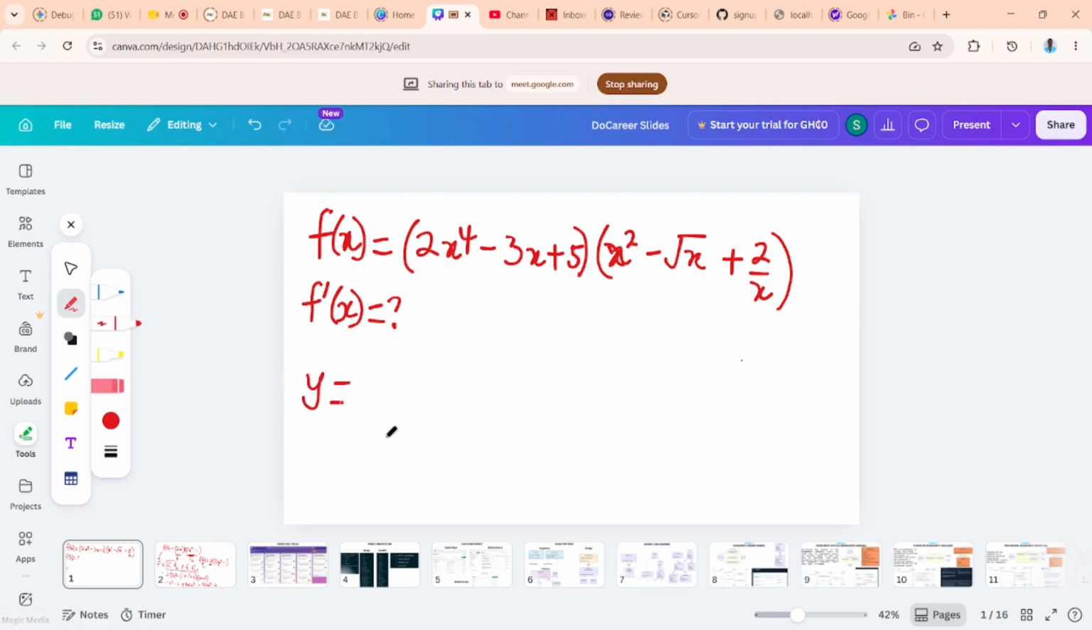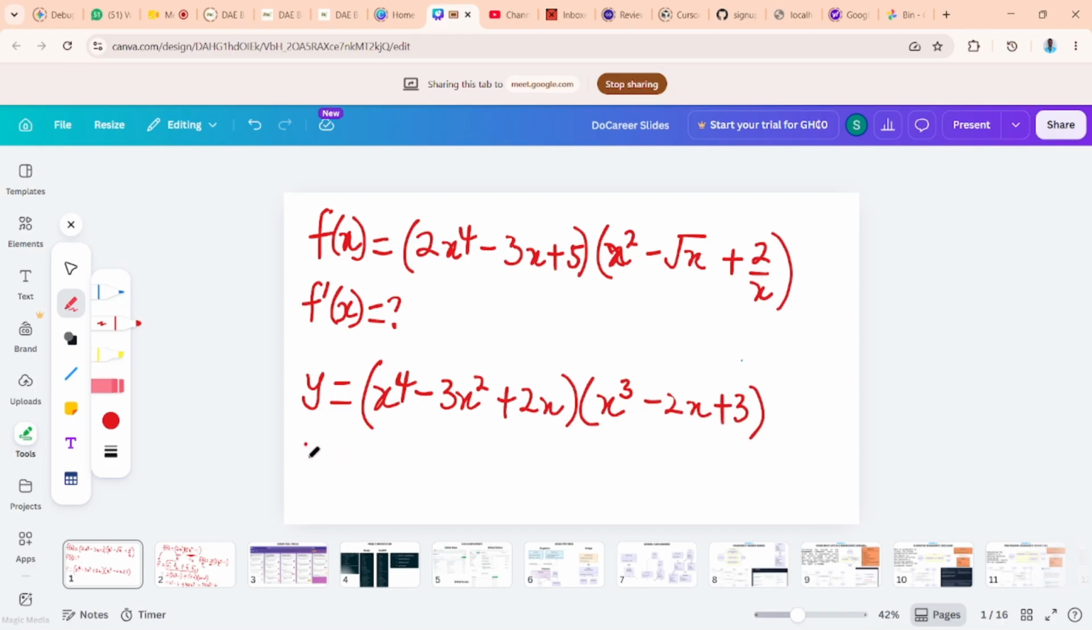So the one that we'll try on our own is x to the power 4 minus 3x squared plus 2x multiplying x to the power 3 minus 2x plus 3. So find y prime at x equals 0.